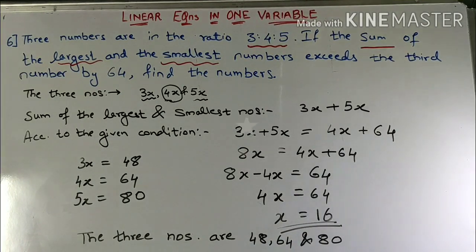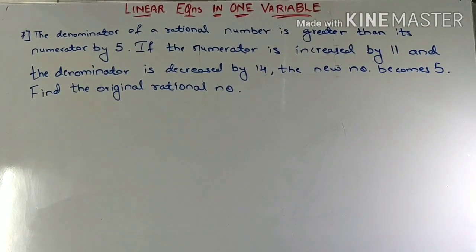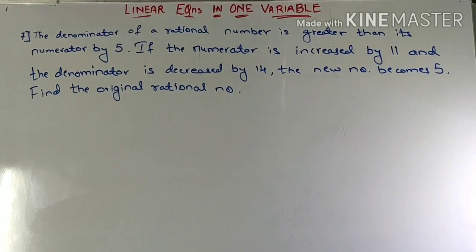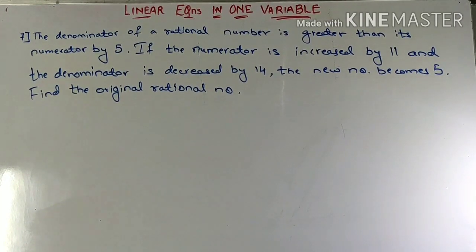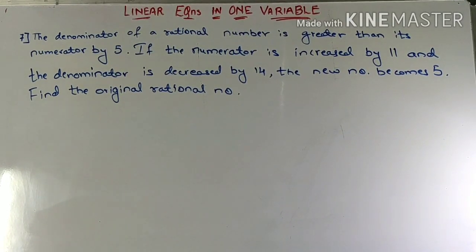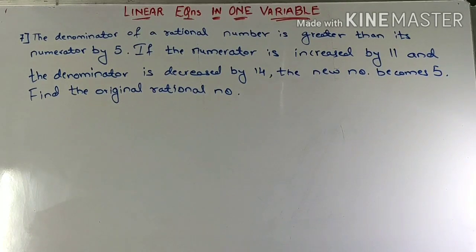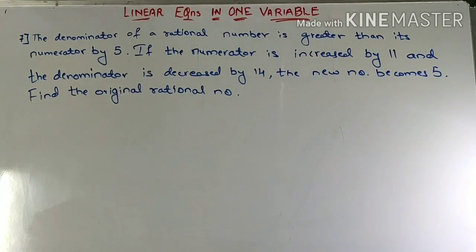Moving on to the next problem. Our next question is, the denominator of a rational number is greater than its numerator by 5. If the numerator is increased by 11 and the denominator is decreased by 14, the new number becomes 5. Find the original number.